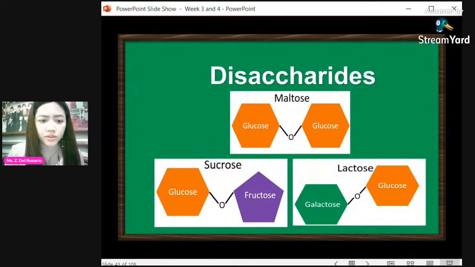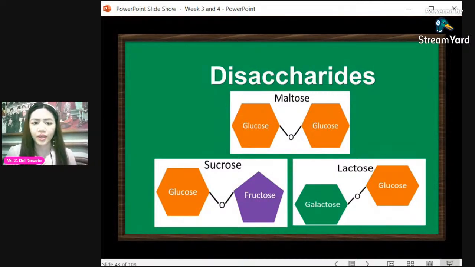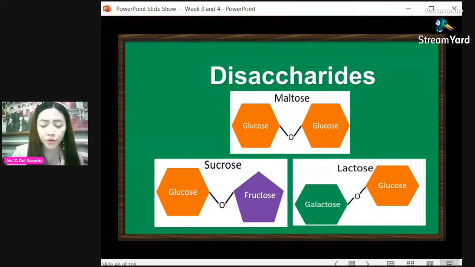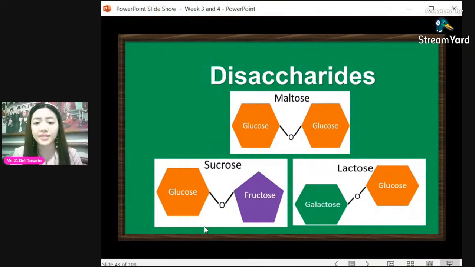This time, let us focus our discussion on disaccharides, or two monosaccharides that are combined together. I would like you to observe the figure. As we observe the figure, we will be able to notice something. Let's begin. If we combine glucose with another glucose, that would be maltose. And we know that glucose is a monosaccharide. Thus, if we combine one monosaccharide with another monosaccharide, we will have a disaccharide, and that is maltose.